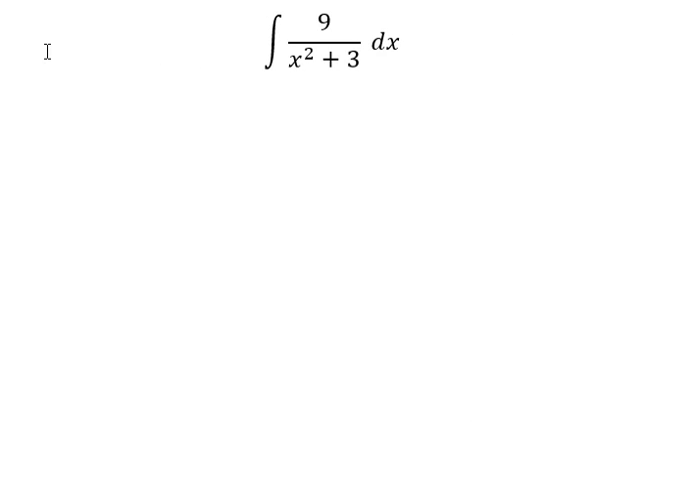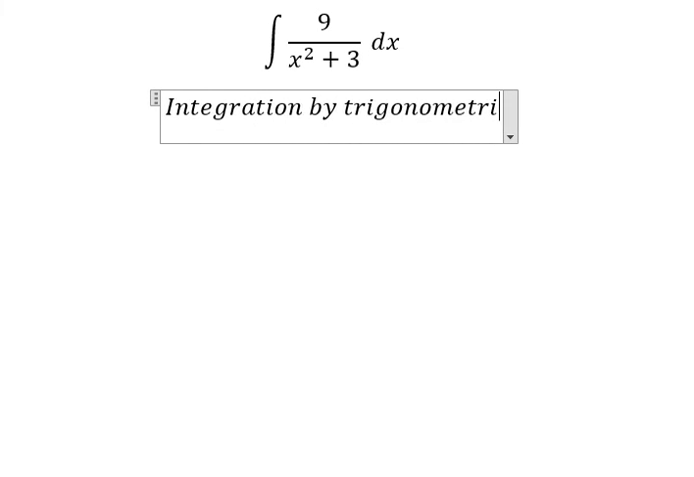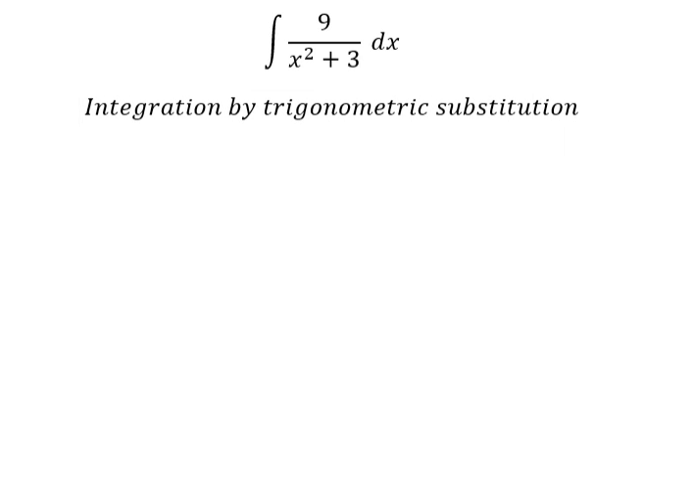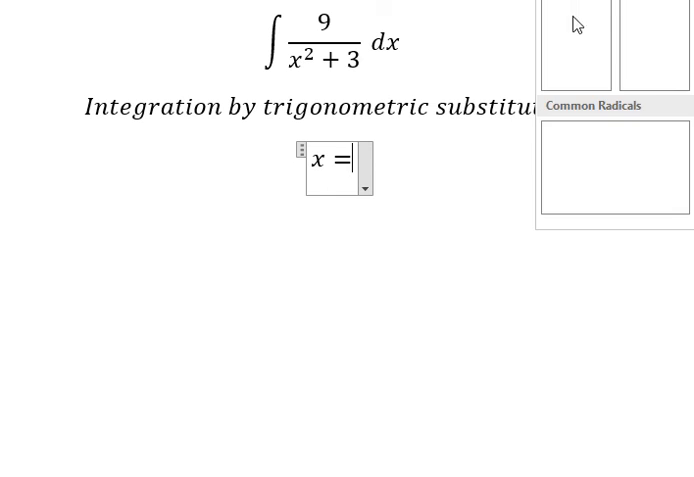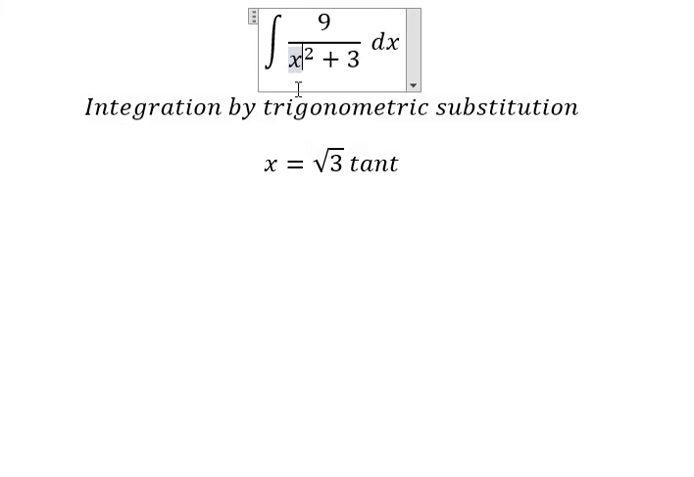So we can use integration by trigonometric substitution. So I will put s equals the square root of 3 times t. Because if I put this one in here, we have 3 times t squared, plus 3. We can do factorization, 3 times t squared plus 1.